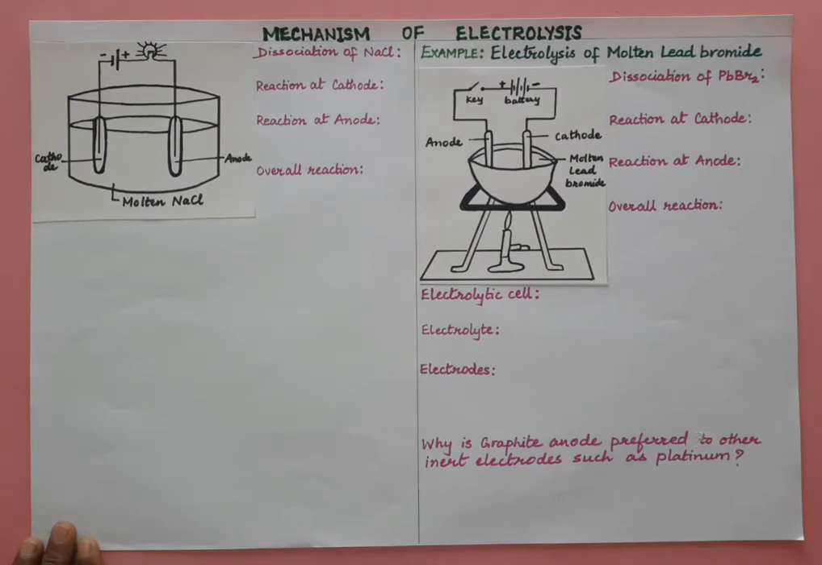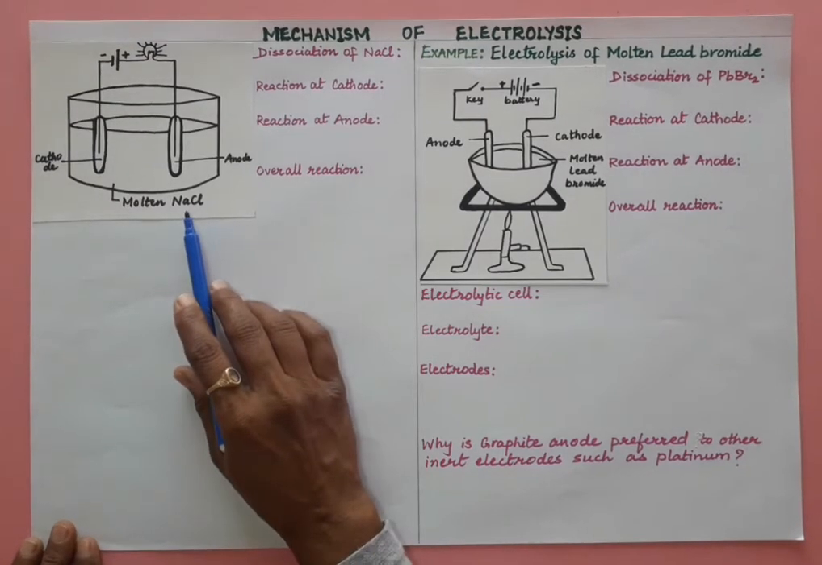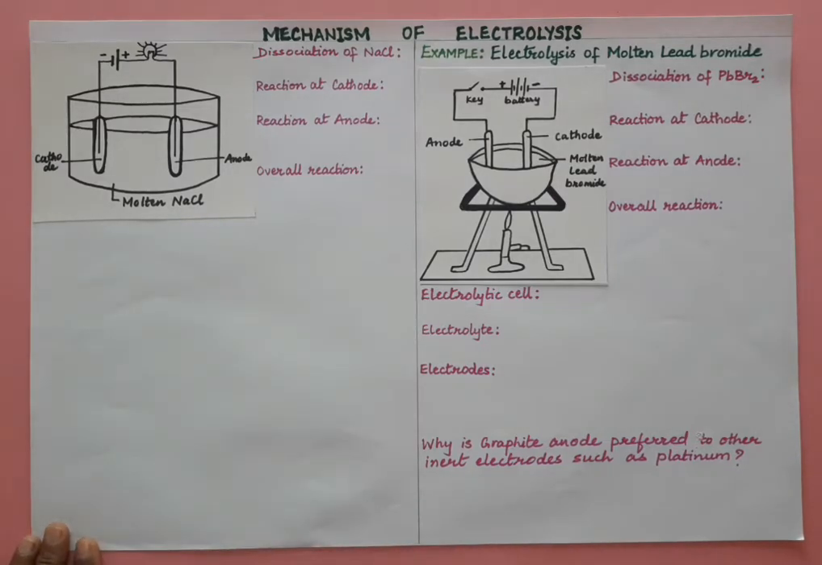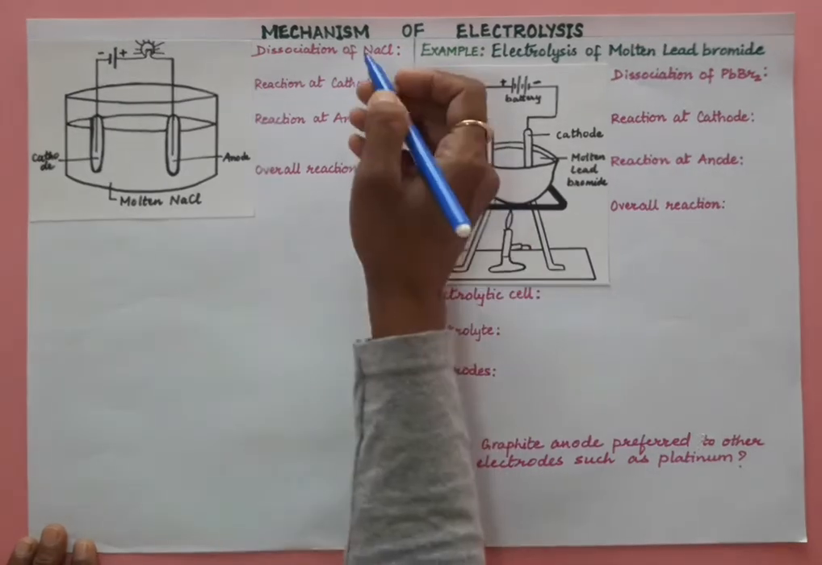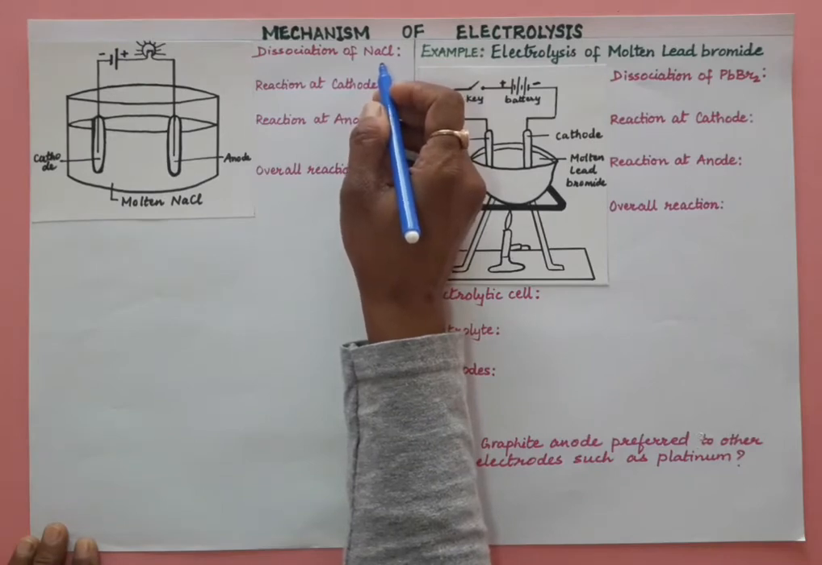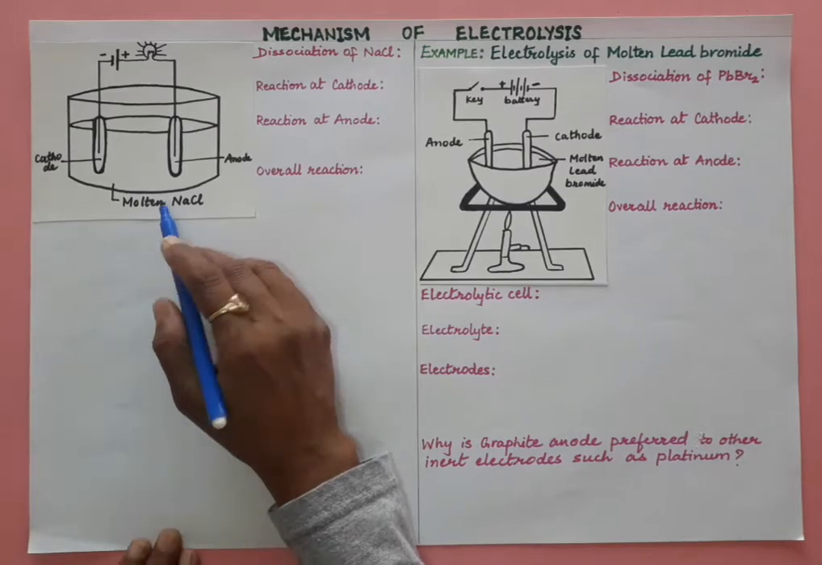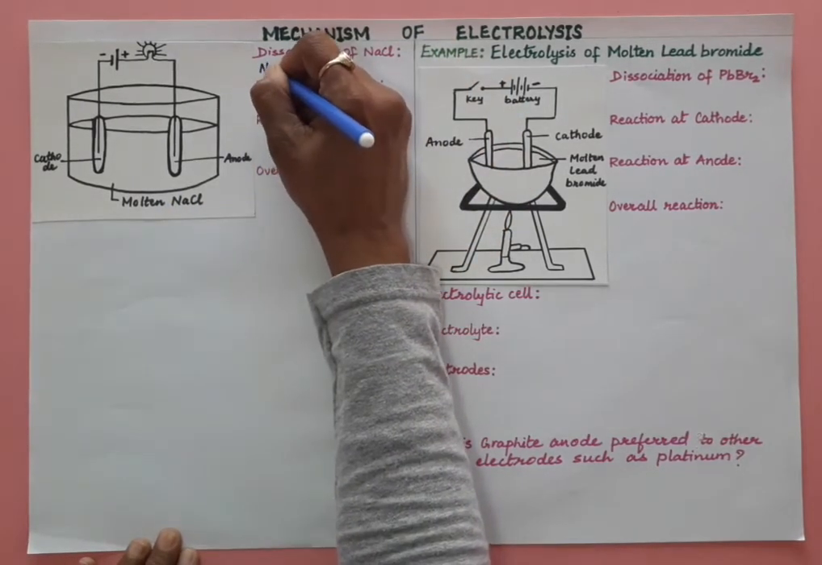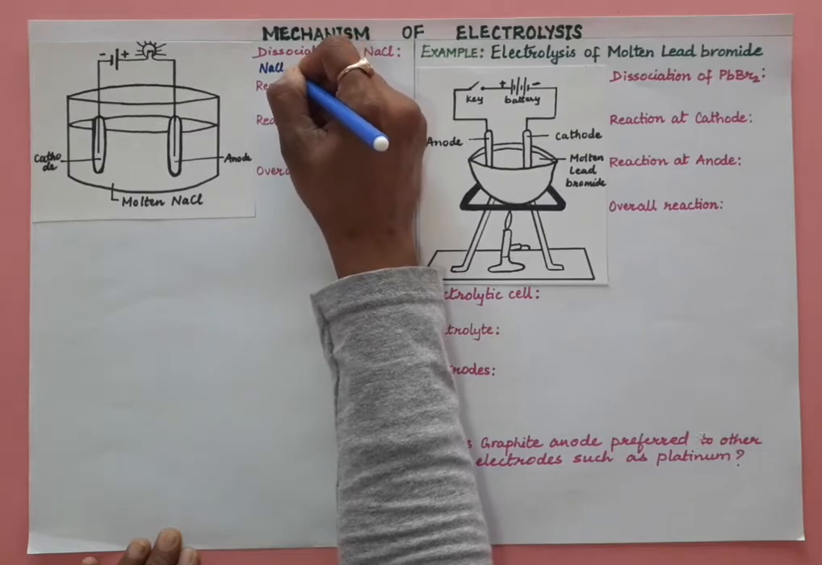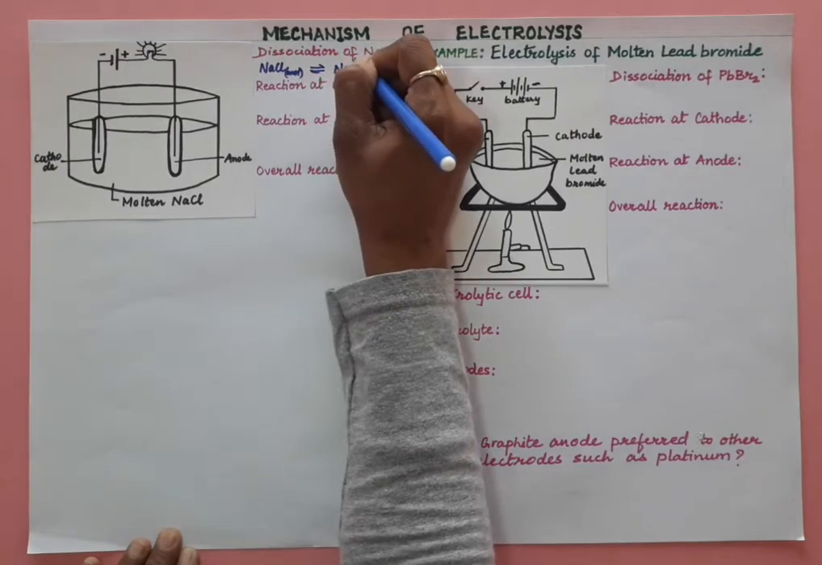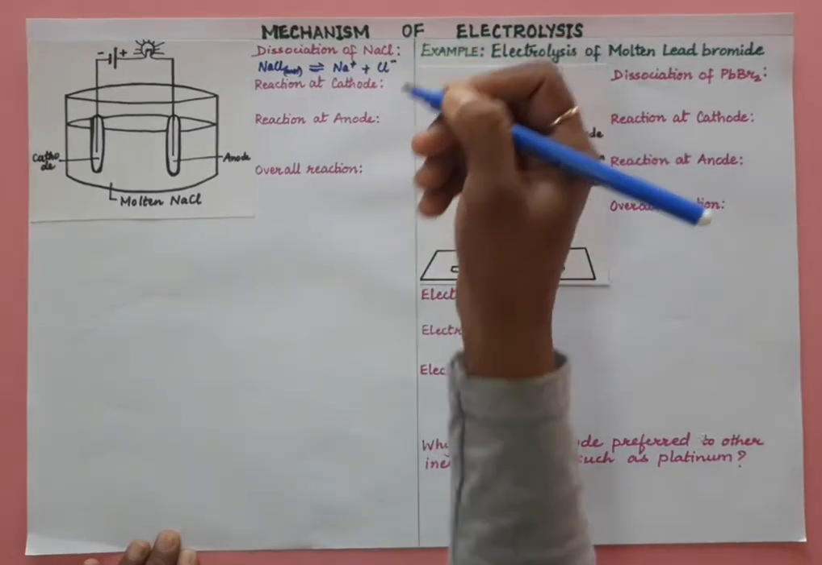On heating strongly, this sodium chloride dissociates and the ions are set free, right? The positively charged ions are called cations and the negatively charged ions are called anions. For dissociation, we strongly heat it and bring it to its molten state. Sodium chloride dissociates in the molten state into sodium ions and chloride ions, right?